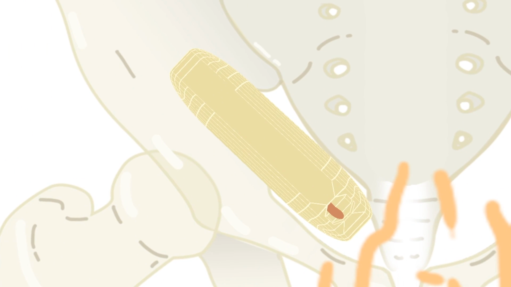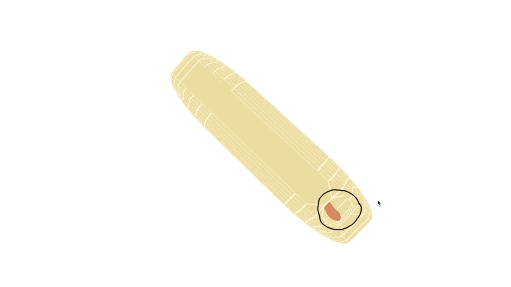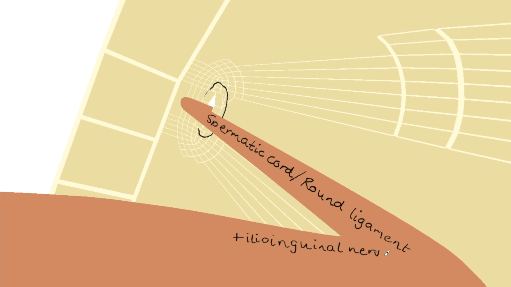Now, to make it easier to visualise, we've got it here as a rounded cubic prism. The two ends of the canal are called the inguinal rings, superficial and deep. The contents of the canal are, in males, the spermatic cord, and in females, the round ligament. In both, there's the ilioinguinal nerve as well.